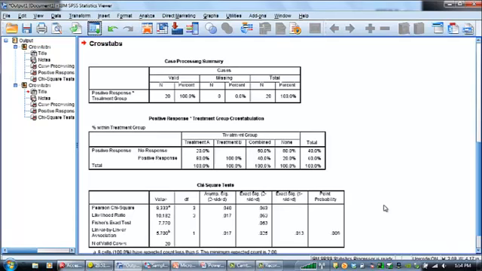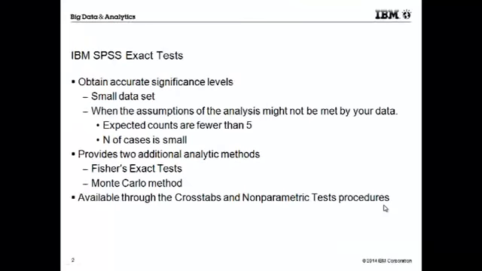In this example, we demonstrated the importance of obtaining exact results when the assumptions of the analysis are not met. In this situation, there was not enough data to populate the tables. When using Exact Test, the exact significance is always reliable, regardless of the distribution, sparseness, or balance of the data.